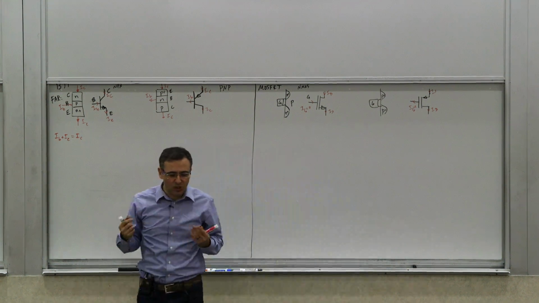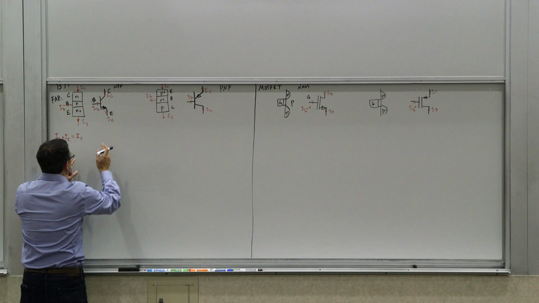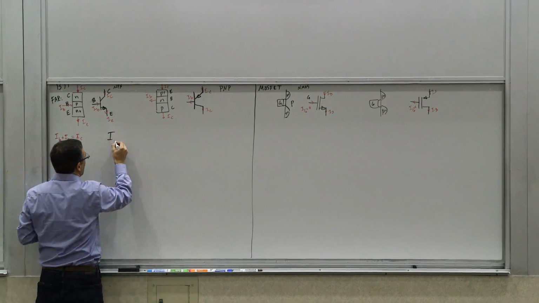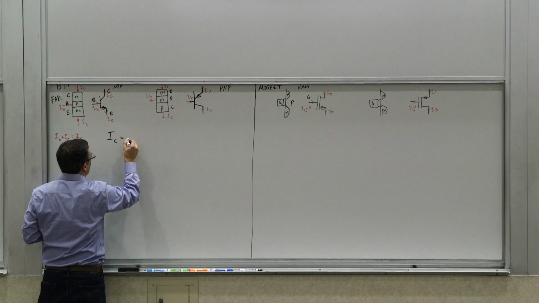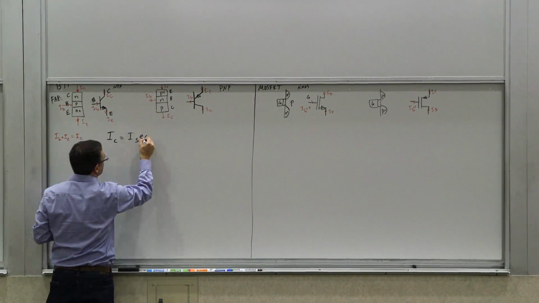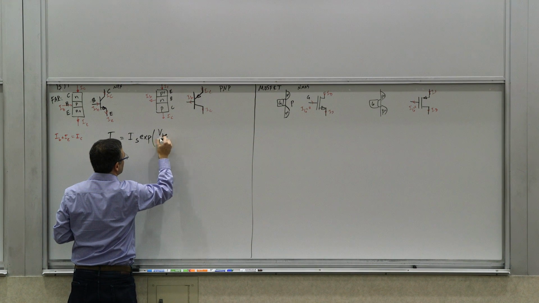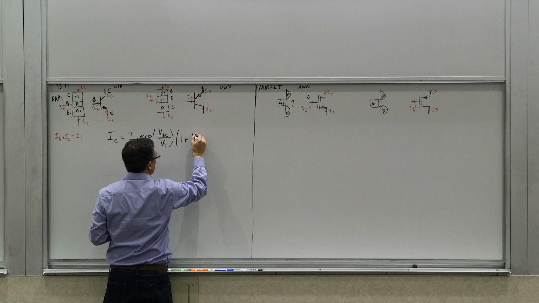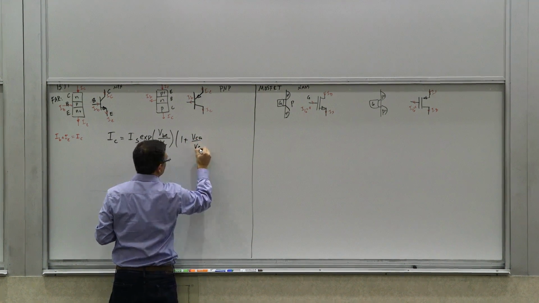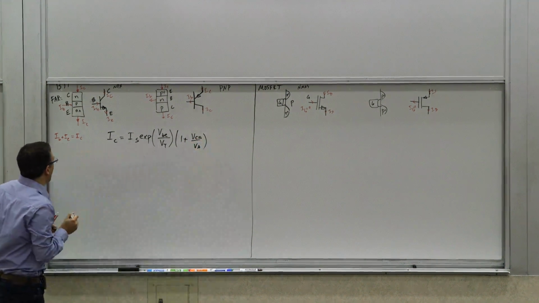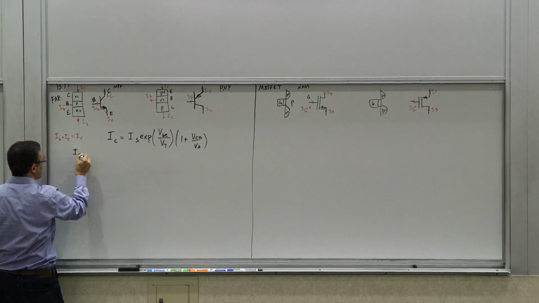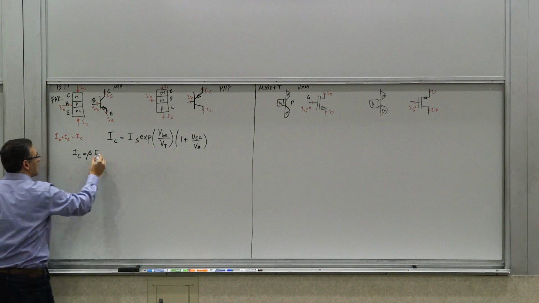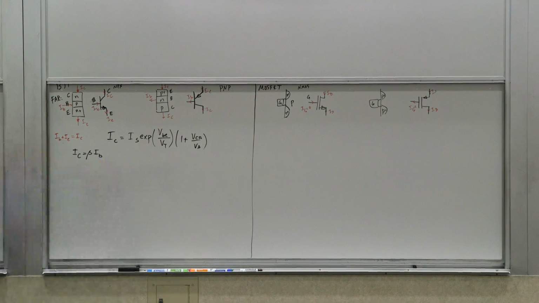So what were the general governing equations describing this device? The basic equation was that IC was IS e to the VBE over VT. And then if you wanted to take the early effect into account, it's VCE over VA, something like that. And also the other thing that we knew is that, again, all of this is in forward active region. IC was going to be beta IB.